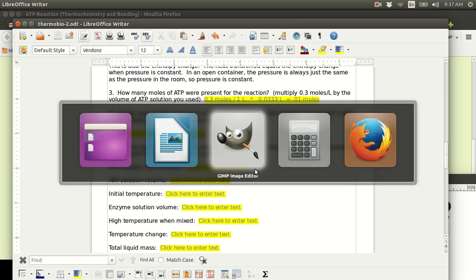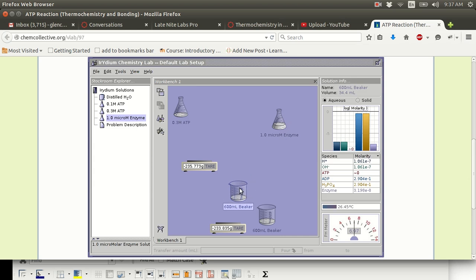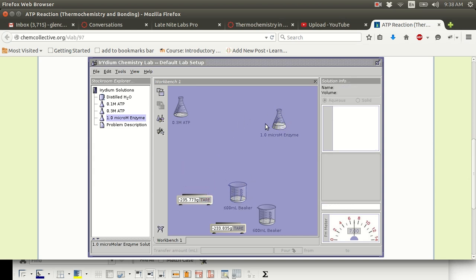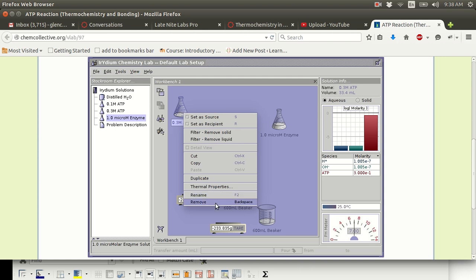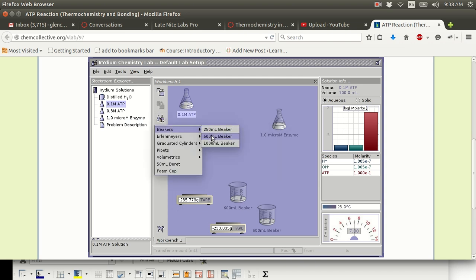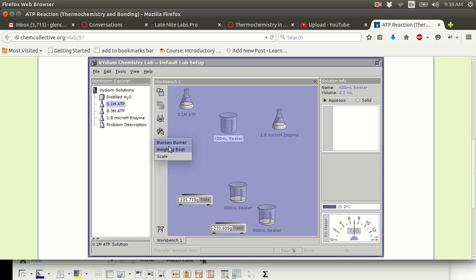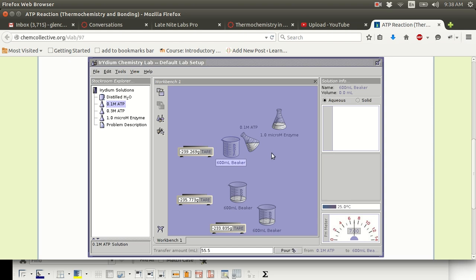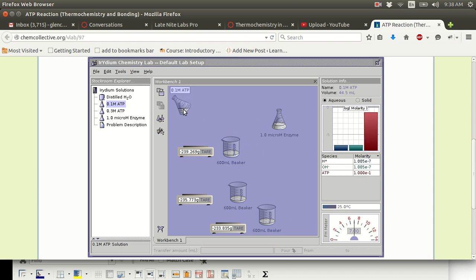Save this file just in case. I'll do this again. Maybe I'll even do this with a different concentration, just for fun. 0.1 molar ATP, and get a new beaker, tare that new beaker, or write down its mass for subtraction later. I prefer to tare. And then I'll add 55.5 milliliters, how about that, of this 0.1 molar ATP.